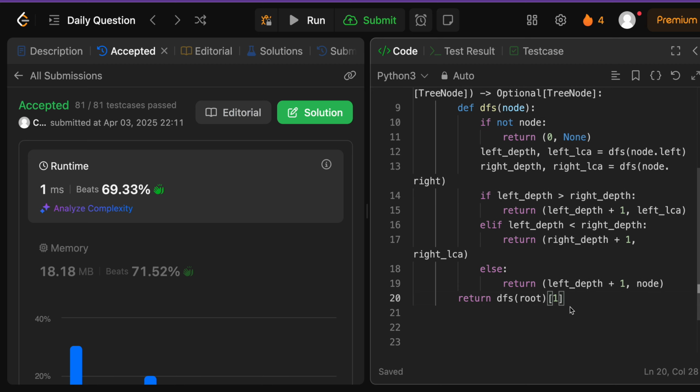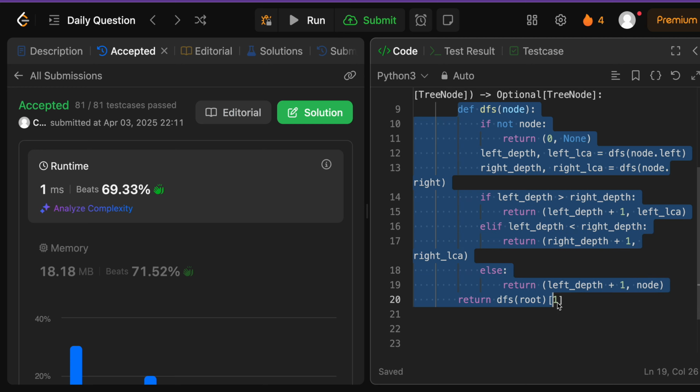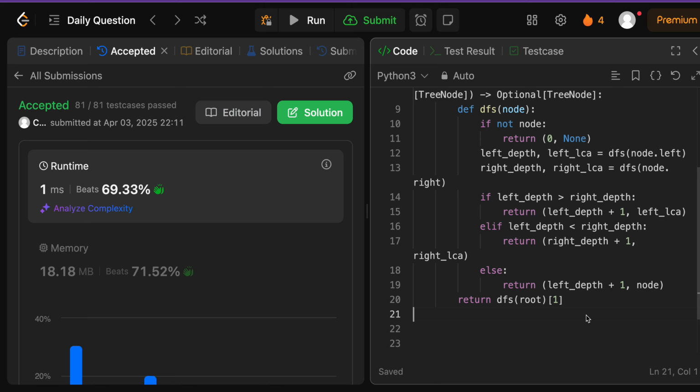So for the runtime complexity here, quite straightforward. It's really just linear, i.e. big O of n. Why? Because this is really a straightforward DFS approach where we visit each node exactly once in the entire binary tree. And so big O of n, n being the number of nodes, is going to be the runtime complexity.